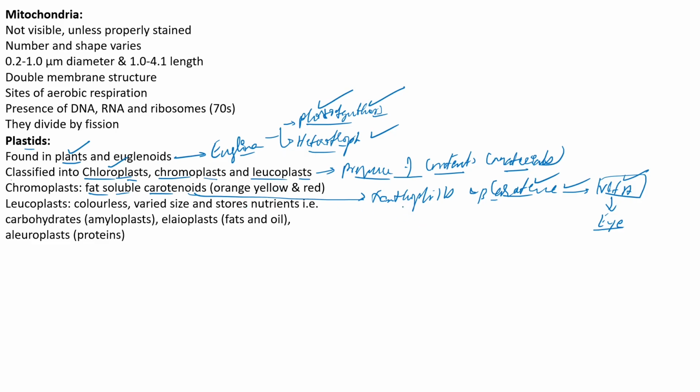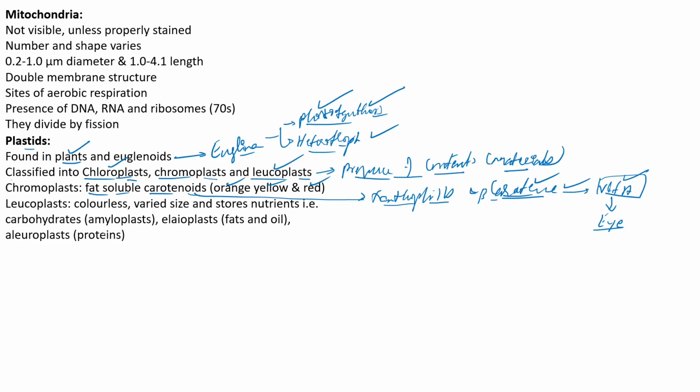Because of the presence of the xanthophylls and carotene molecules, they give a characteristic color. The color you see in the case of leaves is orange or yellow, and in some cases, if it is more highly deposited, you even see a red color. So chromoplasts mainly contain fat soluble carotenoids. The last one we have is the leucoplasts.